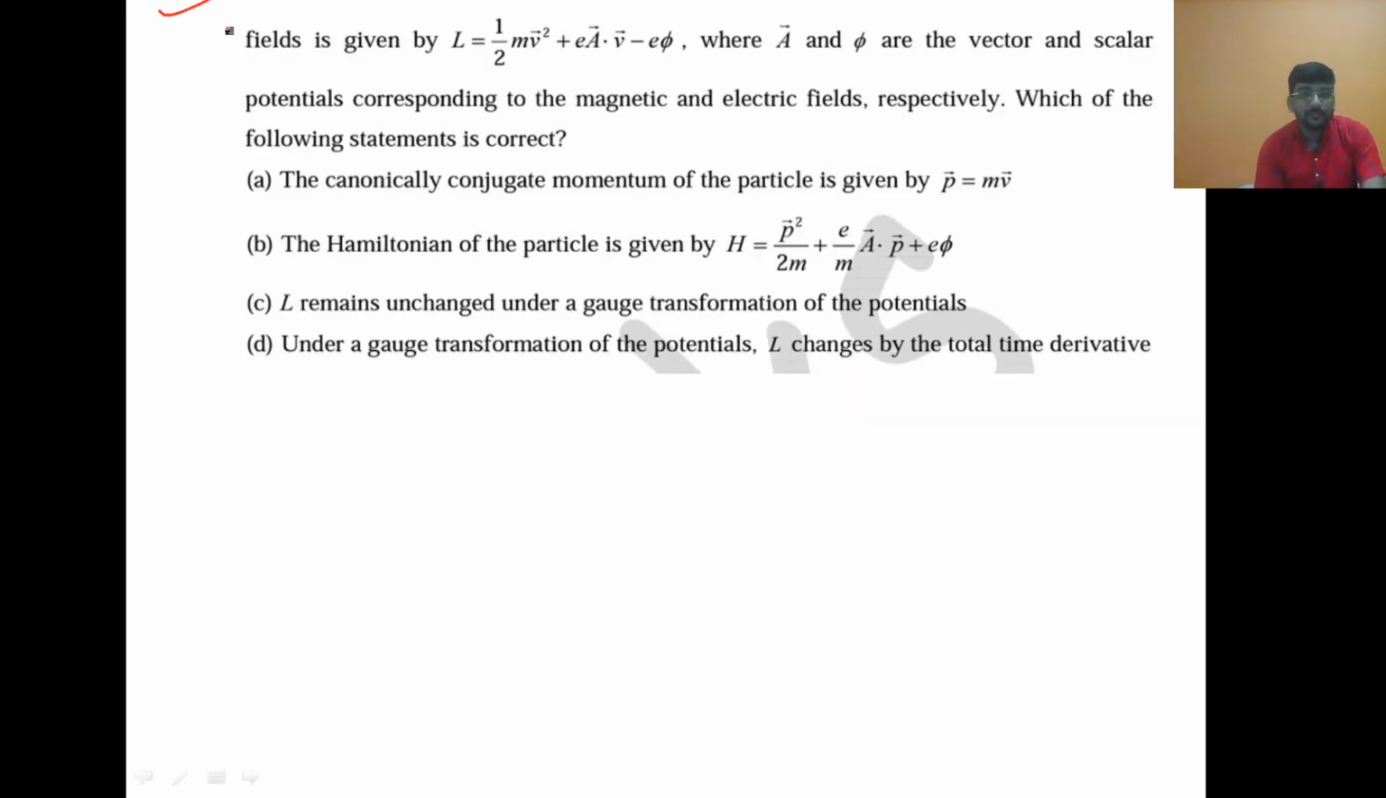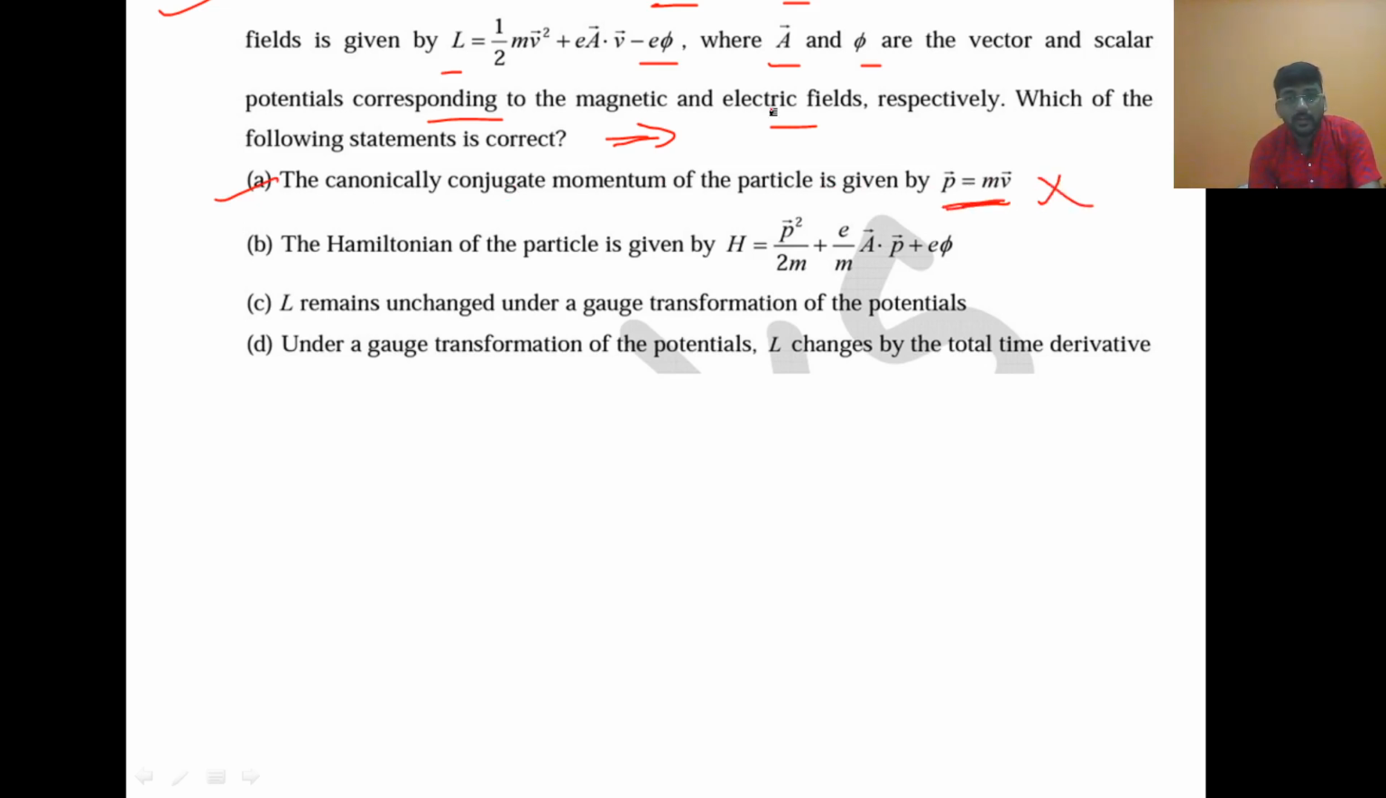Here is the question. The Lagrangian of a particle of charge E and mass m in applied electric and magnetic field is given by L is equal to half mv square plus E into A dot V minus E phi, where A and phi are the vector and scalar potential corresponding to the magnetic and electric fields respectively. Which of the following statements is correct? Again this is a question directly from the theory part, okay. And the first is the canonical conjugate momentum of the particle is given by P is equal to mv.